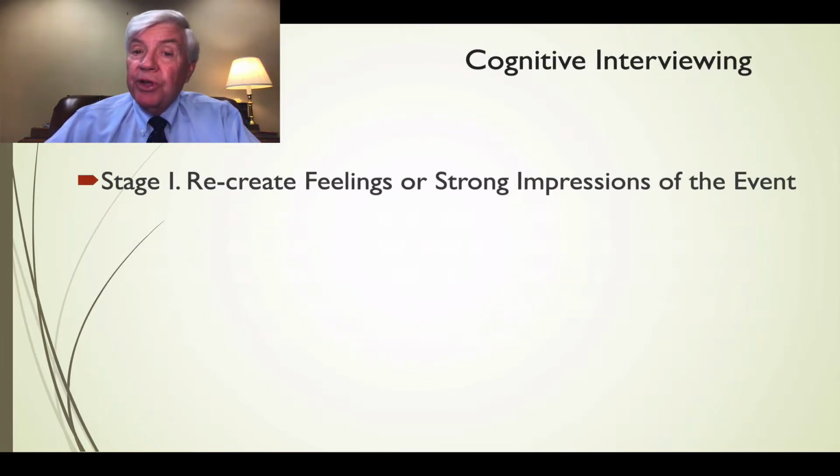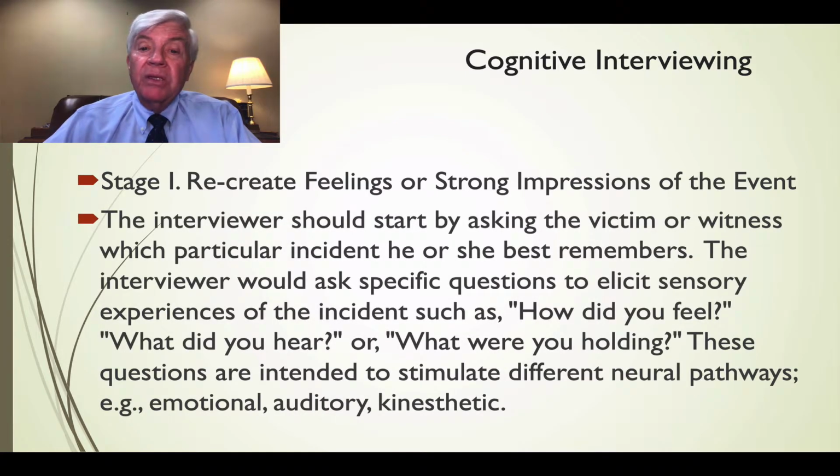Stage 1 is called recreate feelings or strong impressions of the event. The interviewer should start out by asking the victim or witness what part of the event or incident he or she best remembers. The interviewer would ask specific questions to elicit sensory experiences of the incident, such as, how did you feel? What did you hear? Were you holding anything? These questions are intended to stimulate different neural pathways: emotional, auditory, kinesthetic.